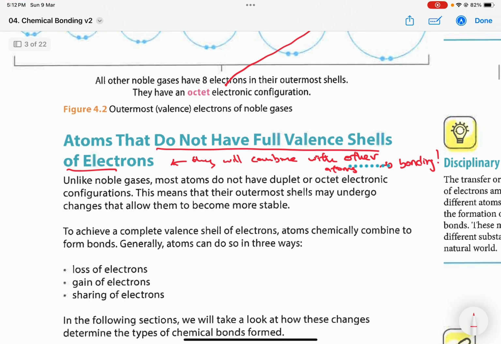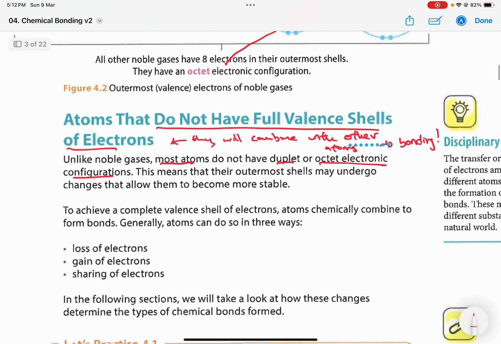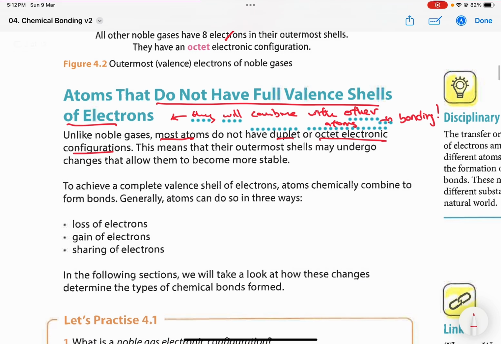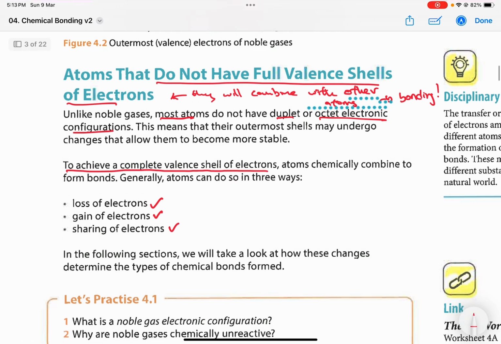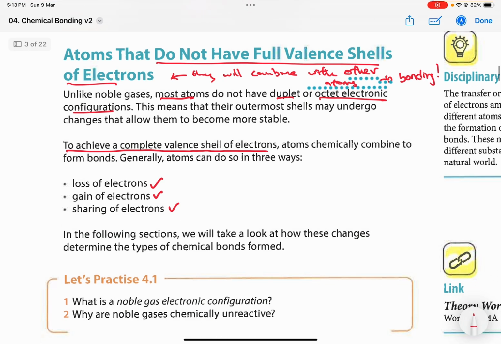So most atoms do not have the duplet or octet electronic configuration. They do not have the noble gas electronic configuration. Because they do not have that, how do they achieve it? To achieve the complete valence shell of electrons, to make sure that the valence electron shell is fully filled, they will combine to form bonds. So how do they form bonds? They can either lose electrons, gain electrons, or share electrons. So these are 3 ways.